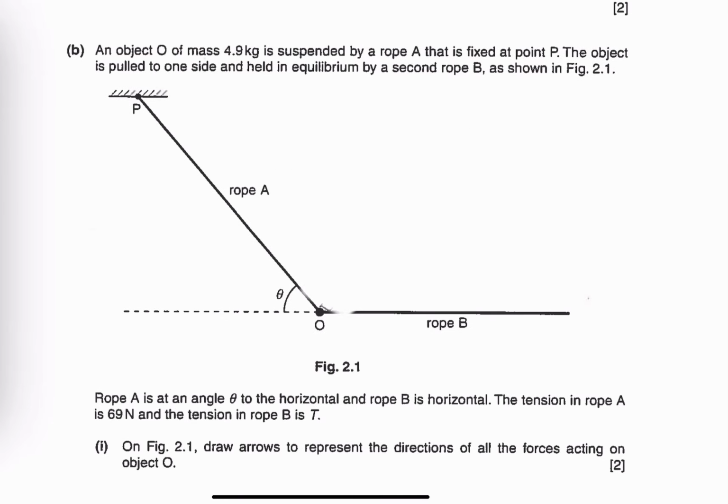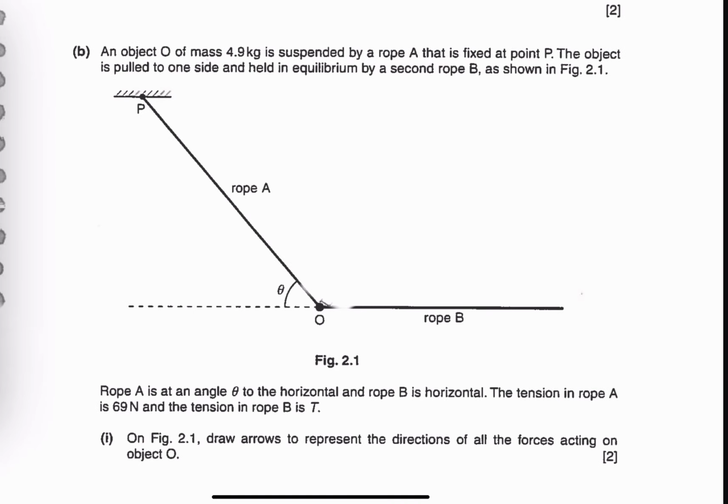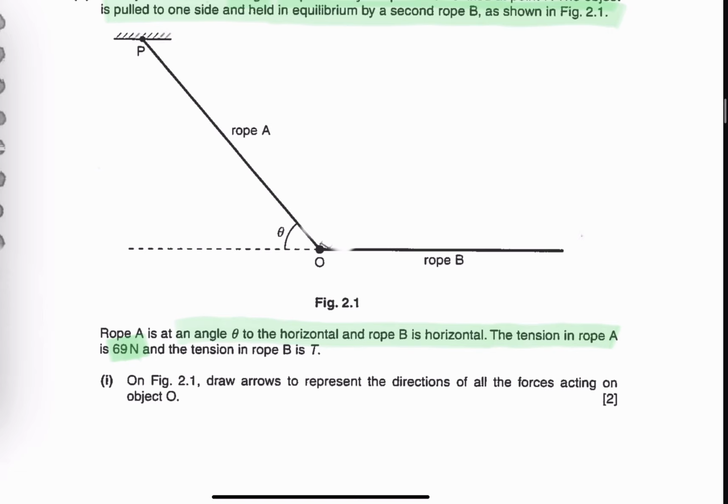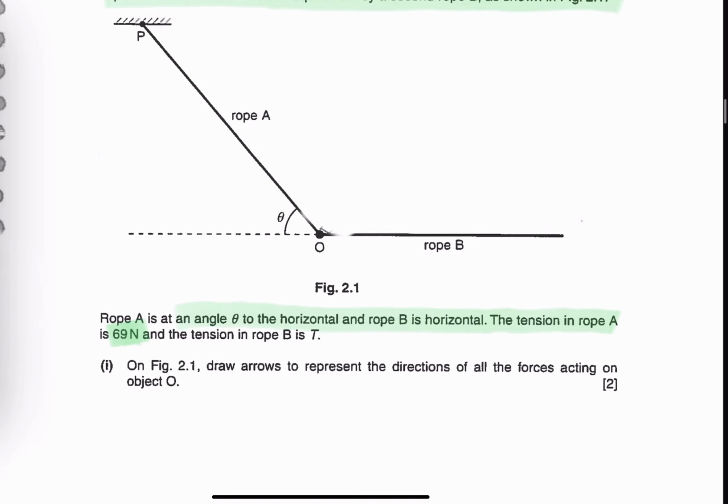In part B, the object O of mass 4.9 kg is suspended by a rope A that is fixed at point P. The object is pulled to one side and held in equilibrium by a second rope B as shown in the figure. Rope A is at an angle of theta to the horizontal and rope B is horizontal. The tension in rope A is 69 Newton. The tension in rope B is T.